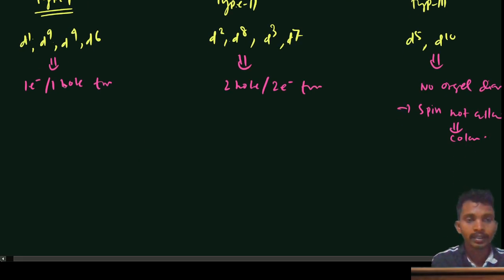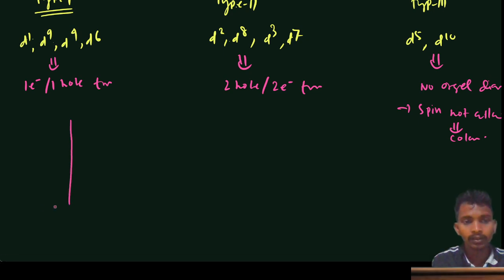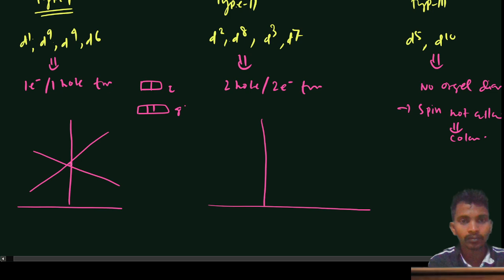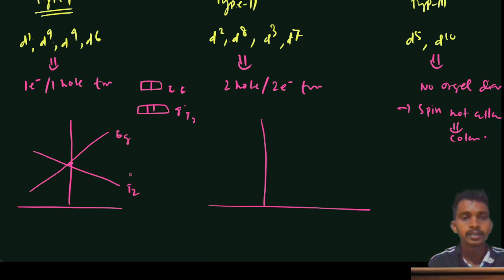For this type of diagram we have to remember these Orgel diagrams. We can always remember that in the octahedral case, this is EG and this is T2G. So first I will do that. This is T2 and this is E, so EG or T2G, or T2 or E.